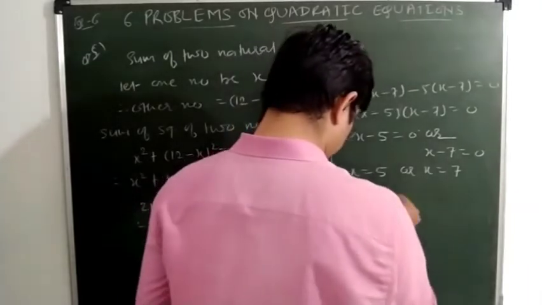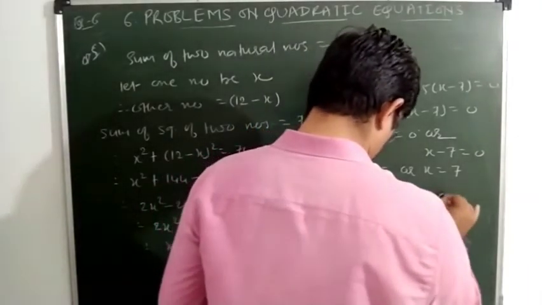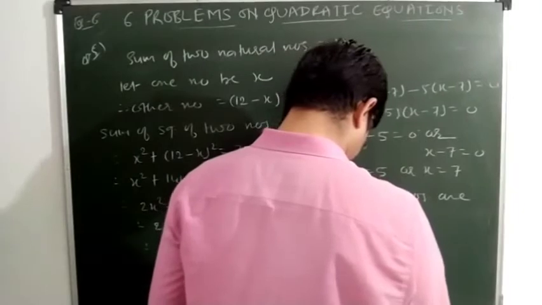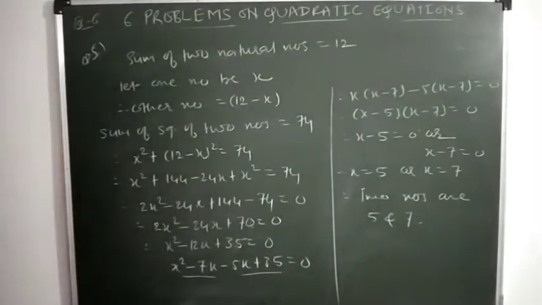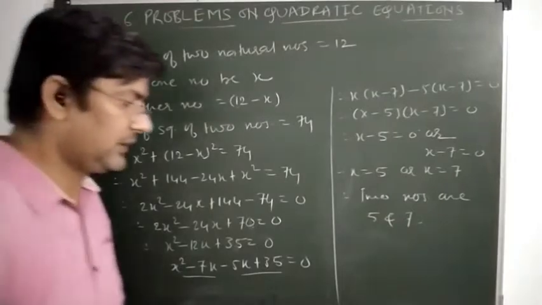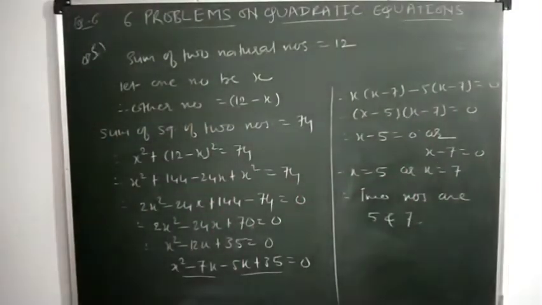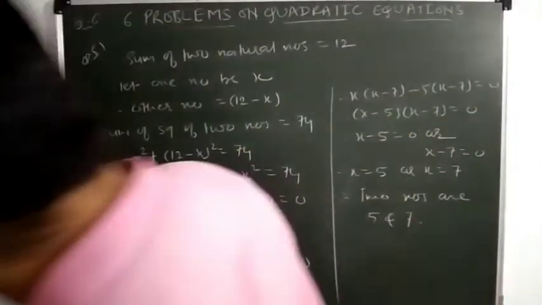Therefore the two numbers are 5 and 7, because 7 7s are 49 plus 5 5s are 25. 25 plus 49. Okay, obviously will be 74. Clear? Okay, now question number 6.